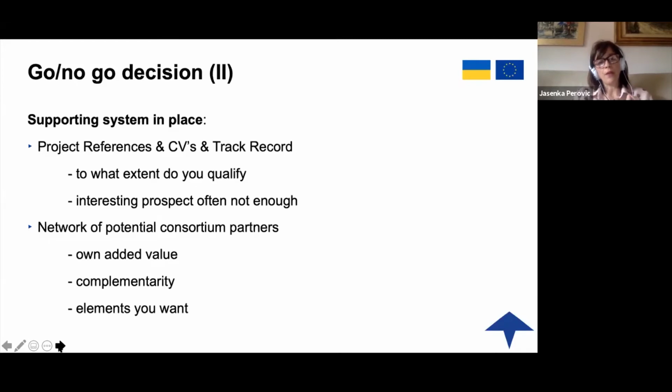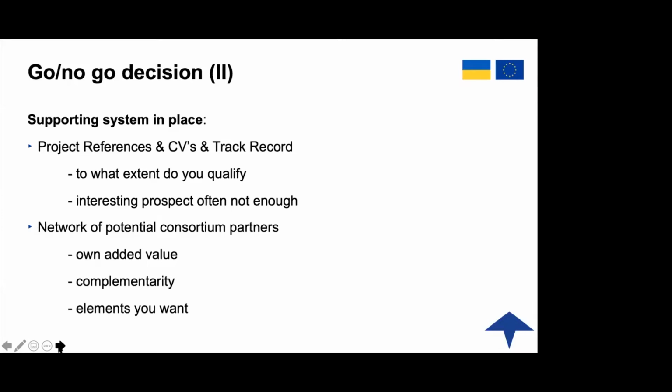All of this, for example a network or a potential consortium partner, will help you when you negotiate partnership with your co-applicants, so that you protect the interest of your organization. You know what you are willing to give up in this partnership, and how you negotiate that.